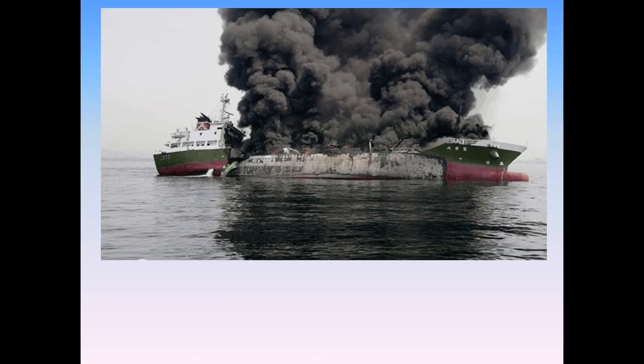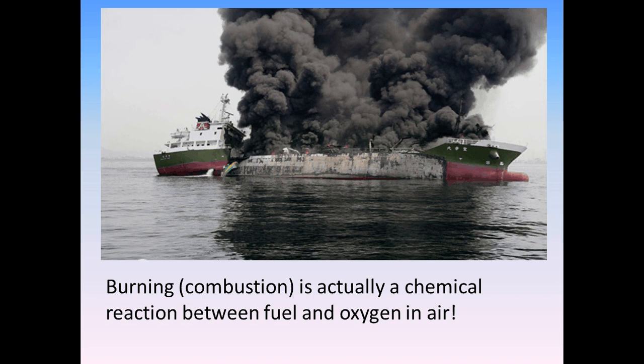This ship is burning. So what is the chemistry behind this? Burning is a chemical reaction between the fuel, usually petroleum, and oxygen in air. It gives out a lot of smoke. The dark smoke contains carbon, so that's why it is almost black in color. And it gives out a lot of heat. This is the result of a chemical reaction.